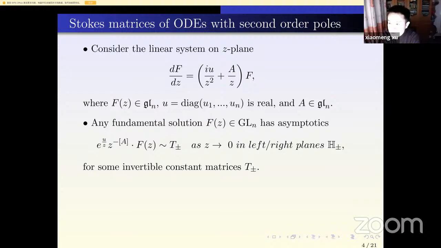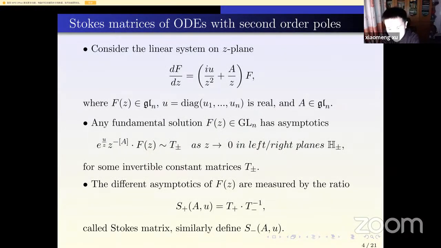Here our test function is F(z), any solution of our system. We see that it has different asymptotic behaviors from different directions to z equal to zero. Now we want to measure this sort of jump phenomenon of asymptotics. For that, what we need to do is to introduce the ratio of these two asymptotics, T minus and T plus. In other words, we can define the so-called Stokes matrix as the ratio of these two asymptotics, T plus and T minus inverse. Basically we take the difference of these limits in the left and right half planes. It measures the difference of the asymptotics. So this is the so-called Stokes matrix, S plus.